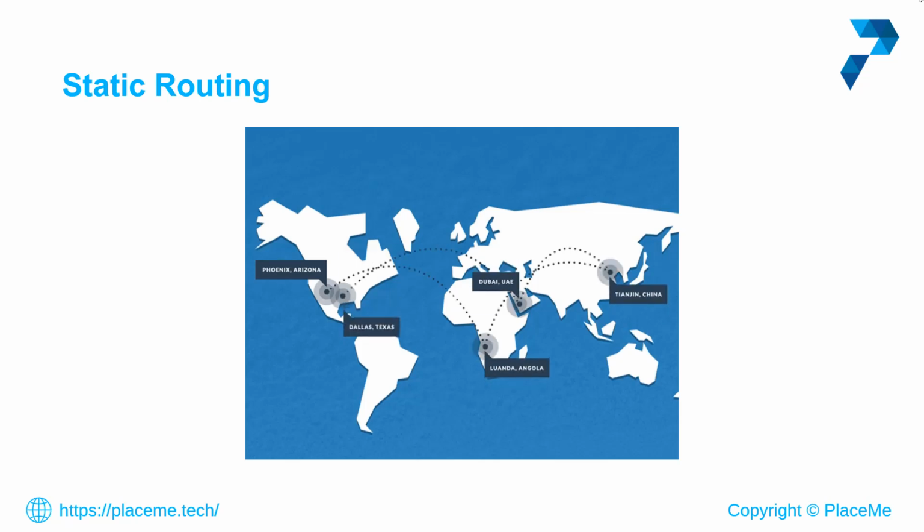Network administrators use static routing when they want full control over where data packets travel. It's simple, predictable, and secure. But if something changes, like a broken road, it won't adjust automatically. It needs manual updates.